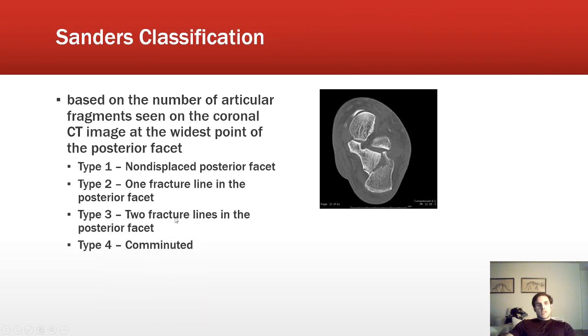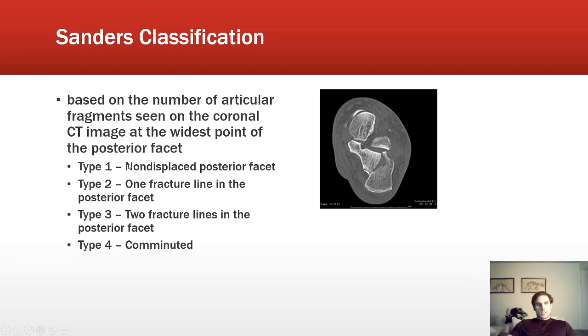Another classification that's commonly used and probably more often used is the Sanders classification. A key thing to note, something that's easy to overlook the first couple times you study the Sanders classification, is that this classification is based on the number of articular fragments seen on a coronal CT image. That's key, coronal CT image at the widest point of the posterior facet.